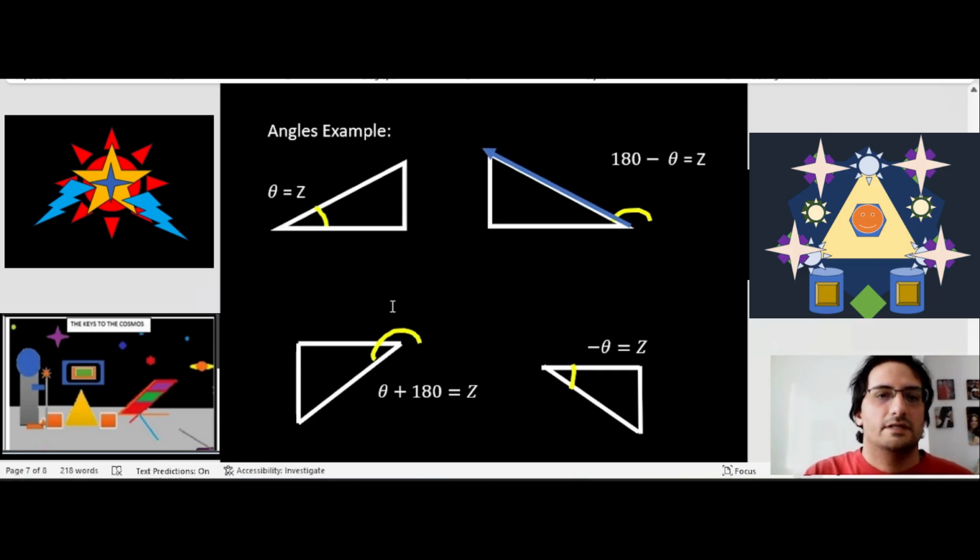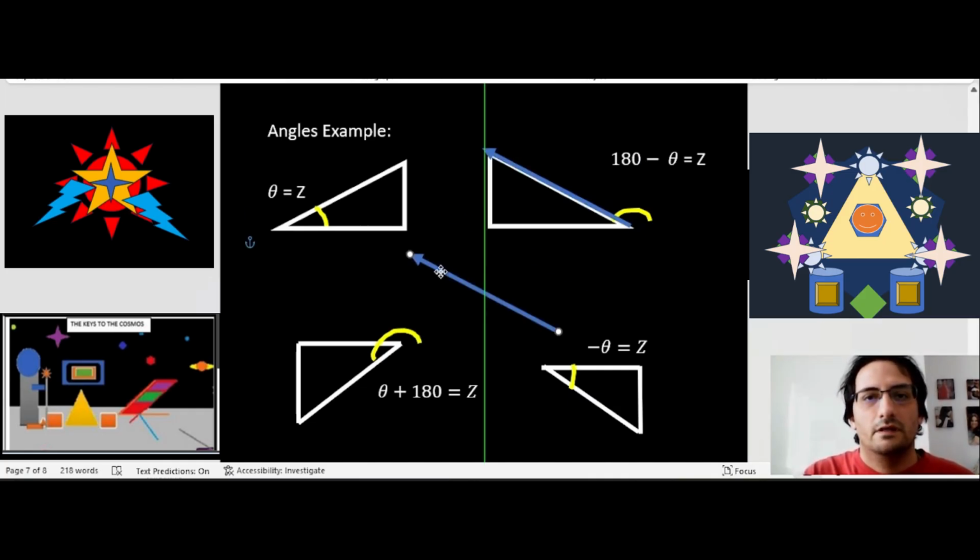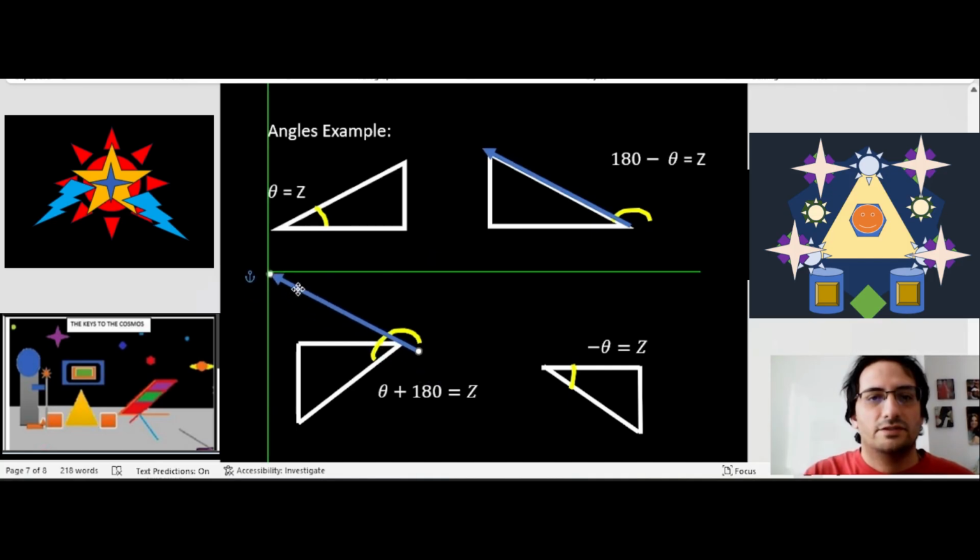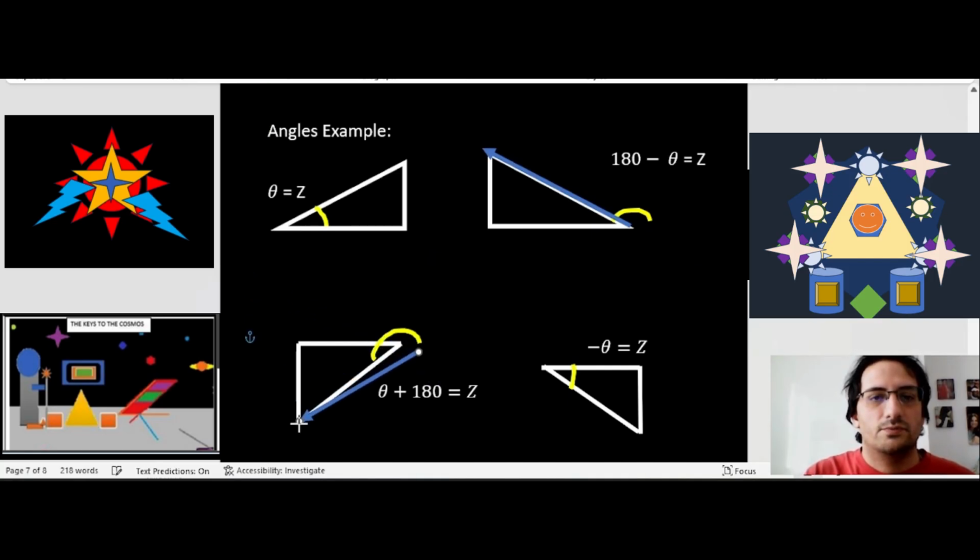Now in the bottom example, if we have the net force vector pointing this way, you're going to have to take the angle that is inside the triangle and add 180 so we can have the direction.